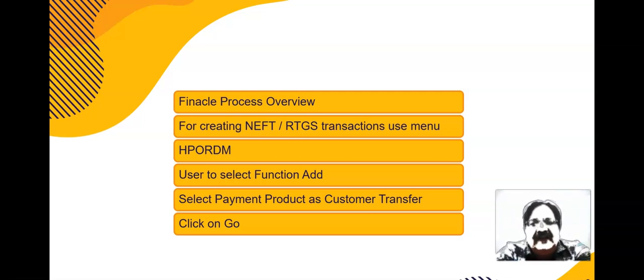So for creating NEFT RTGS transactions, use the menu option HPORDM. Right? The menu option for creating NEFT RTGS is HPORDM. And when a customer deposits any cash for any RTGS NEFT, the command is HPOOTC, over the counter, right? This is when the customer has an account with us. So we have to use the selection function as add, select payment product as customer transfer, and click on go. And there are various fields which are to be entered.